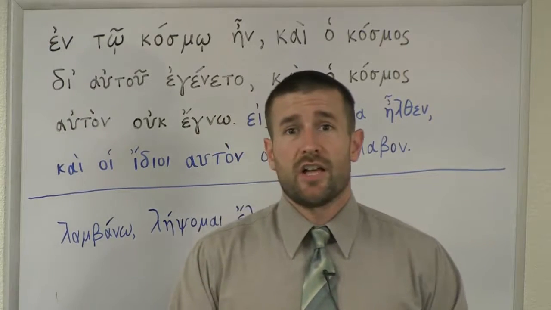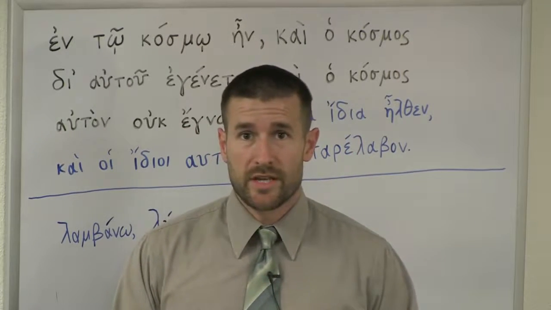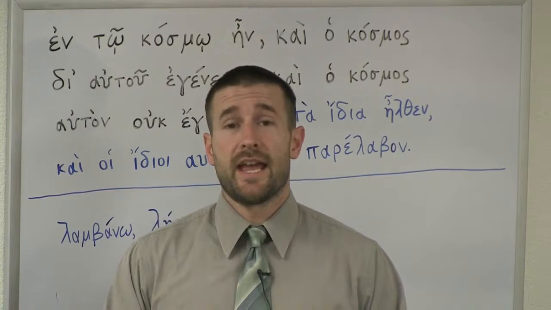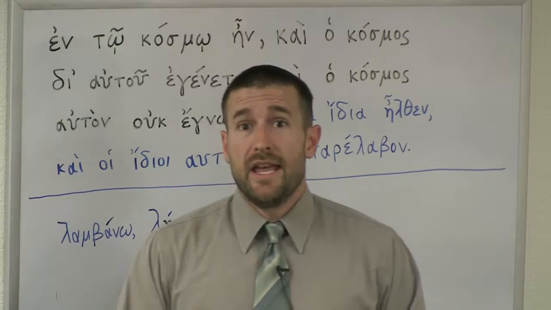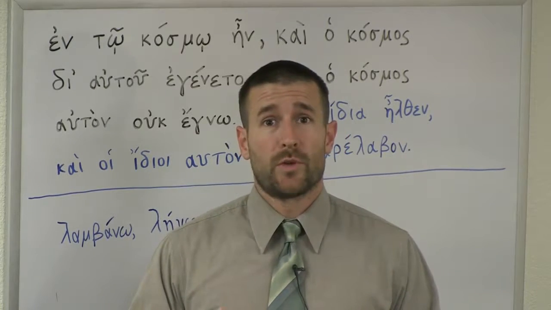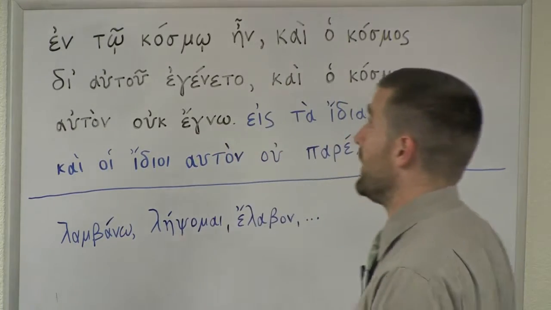Today we're going to talk about John chapter 1 verses 10 and 11 in the Greek New Testament. Now in English these verses say, "He was in the world and the world was made by Him and the world knew Him not. He came unto His own and His own received Him not." Let's look at this in Greek.